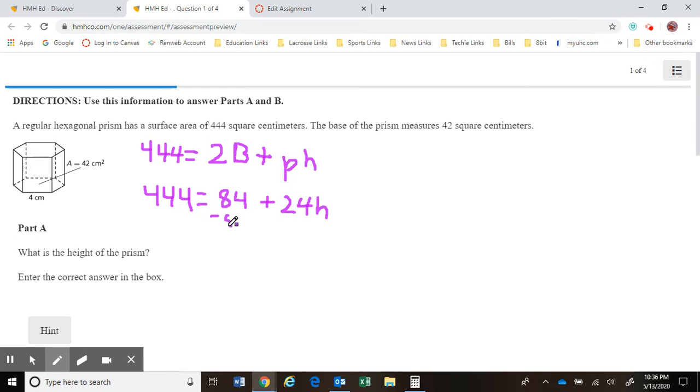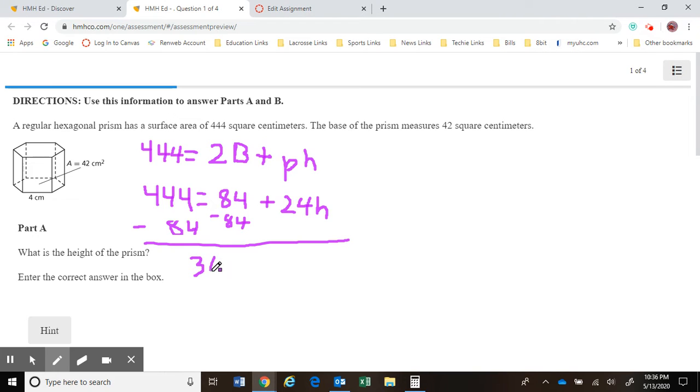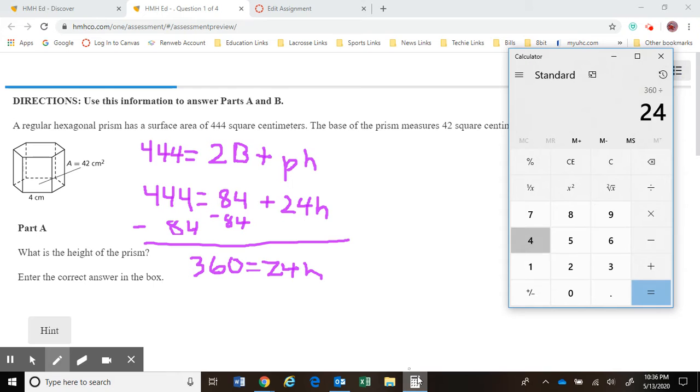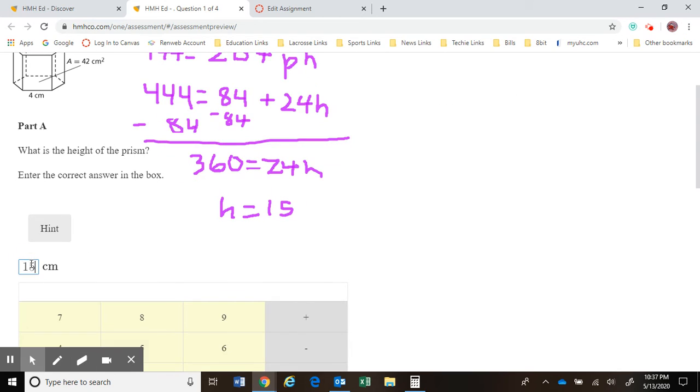I'm going to subtract 84 from both sides. And then, of course, I know I'll divide whatever I get by 24. So 444 minus 84, that gives me 360. 360 equals 24H, and I'm going to divide by 24, and that gives me my height of 15. Okay, so I'm going to put that in the box here, 15.